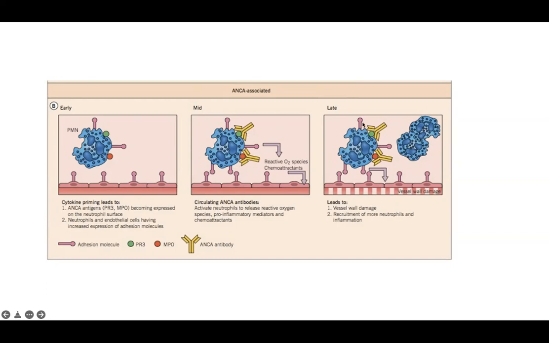And there's this temporal pattern to this. So early on, you're going to see that cytokine priming. In the middle part, you're going to have those circulating ANCA antibodies bind. And in the late part, that's where you're going to get the vessel damage.